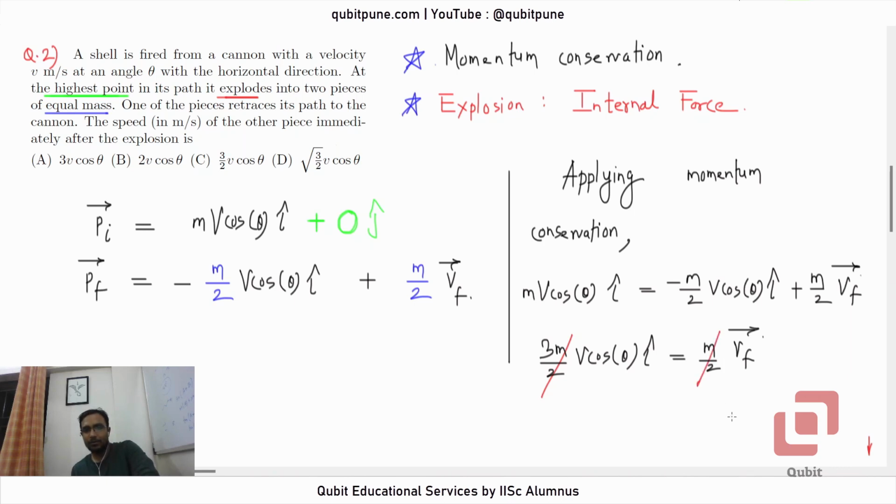So what will be the magnitude? 3v cos theta. Correct? The magnitude will be 3v cos theta.